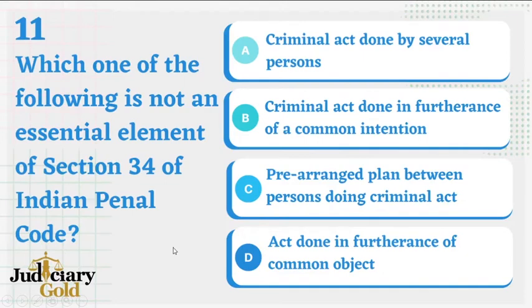Next question. Which one of the following is not an essential element of Section 34 of the Indian Penal Code? Criminal acts done by several persons, criminal act done in furtherance of common intention, pre-arranged plan between persons, and act done in furtherance of common intention. The answer would be option D, act done. How did we choose between D and B, and what would be the better answer? Option B talks about a criminal act, while option D talks about a general act, and this is the answer.